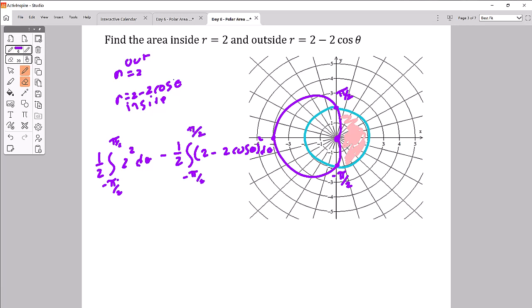And then we'll combine them because they have the same coefficient and same bounds. So we have 1/2 integral from negative pi over 2 to pi over 2 of 4 minus (2 minus 2 cosine theta) squared d theta. All right, this would probably be a calculator question, or a set up but do not solve question, but it's still nice to be able to see.